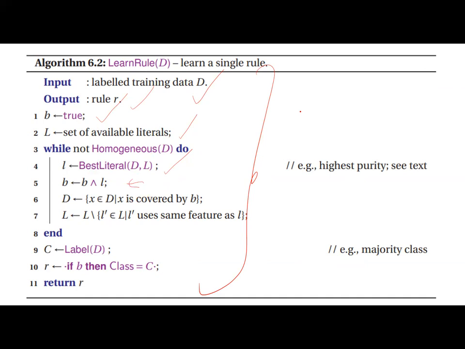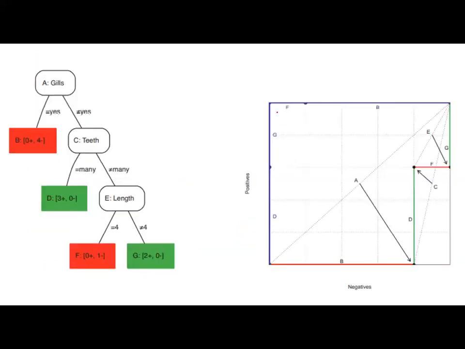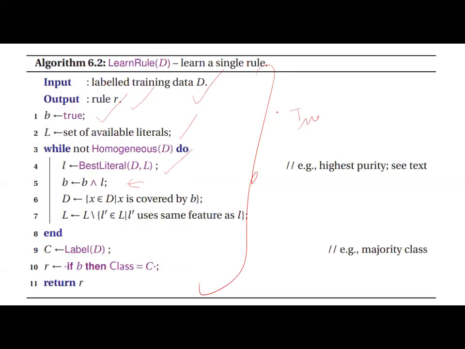We do the AND: true and literal gives you the literal only. So we remove that from the set, and again remove literals from it. Finally, when everything is homogeneous, we call this the labeled class. This is the final literal we are returning to the main function.